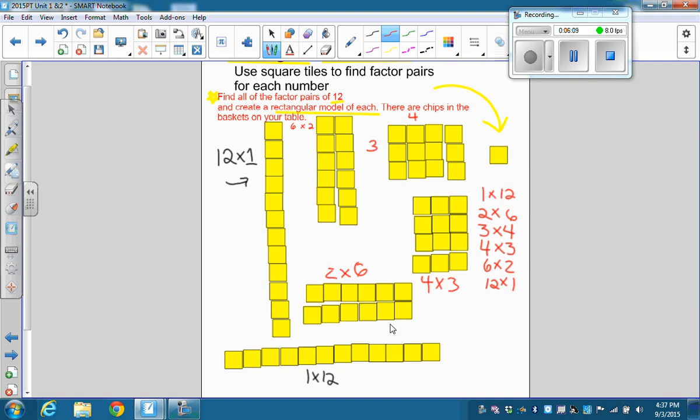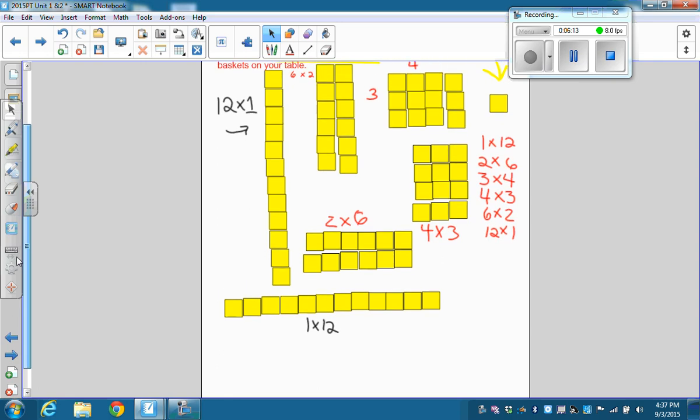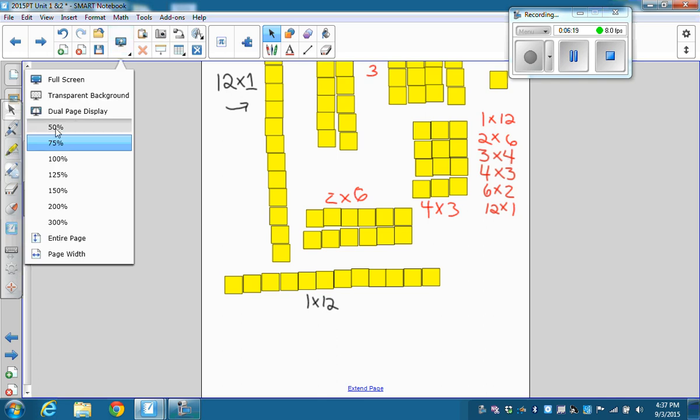Perfect. Interesting, right? It is, it feels weird. So here's the thing. I know in class, if I took my 12, I'd have to make it a little smaller now so we can see.